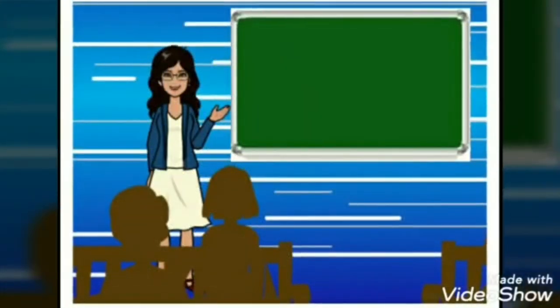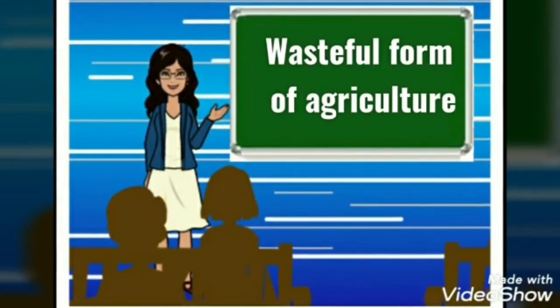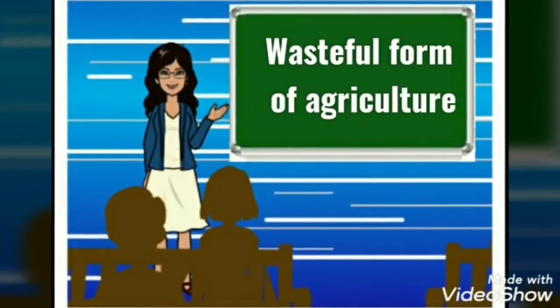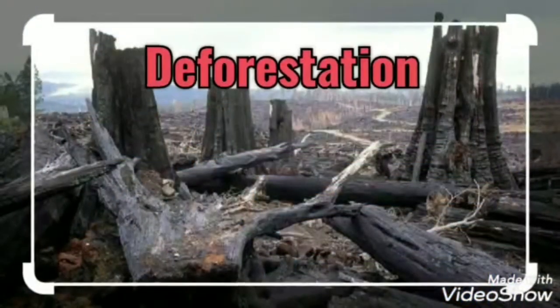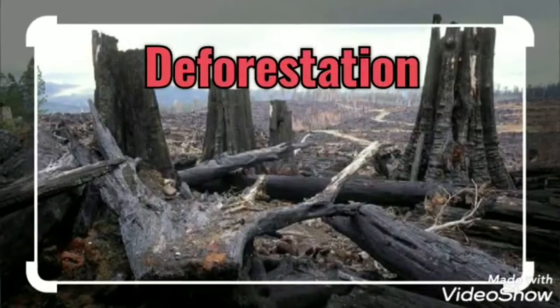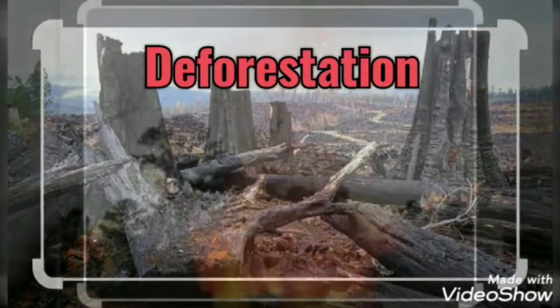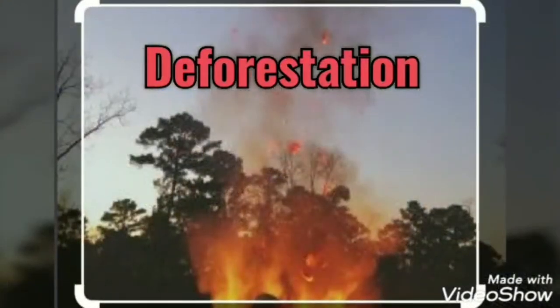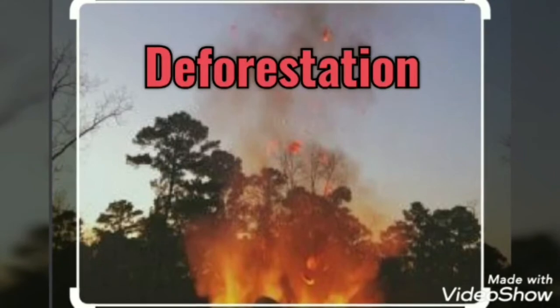Do you know, shifting cultivation is considered a wasteful form of agriculture. But why? There are many reasons. First, it leads to deforestation. As you know, trees are cut down and burnt so that the land could be cleared to do agriculture.